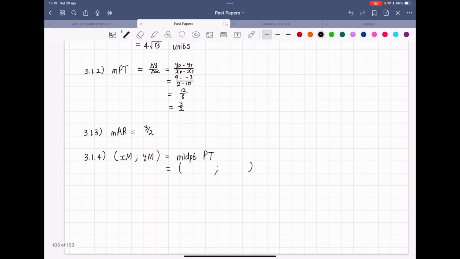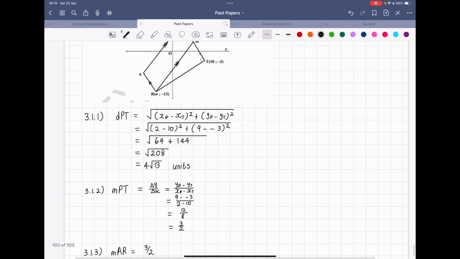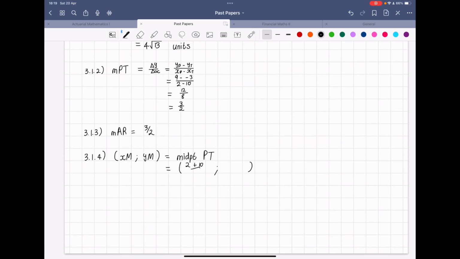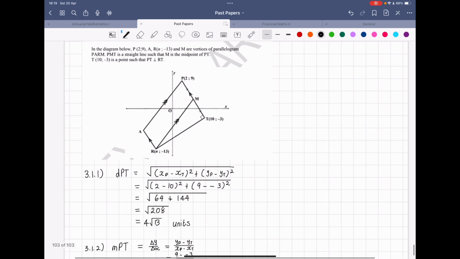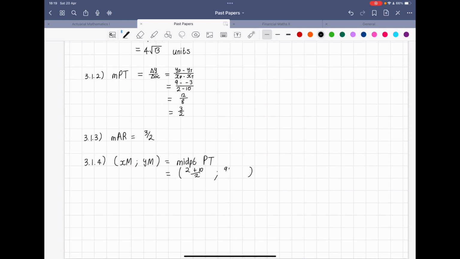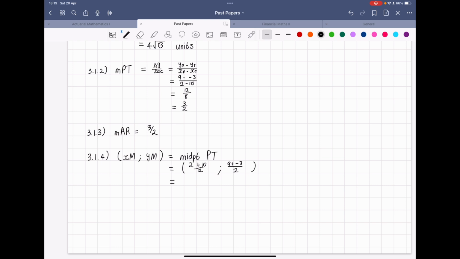So for PT, my x of P is 2 plus the x of T, which is 10, divided by 2. And then my y of P is 9, and my y of T is minus 3. So 2 plus 10 is 12, divided by 2 is 6. And 9 minus 3 is 6, divided by 2 is 3. So that's my coordinates for M.